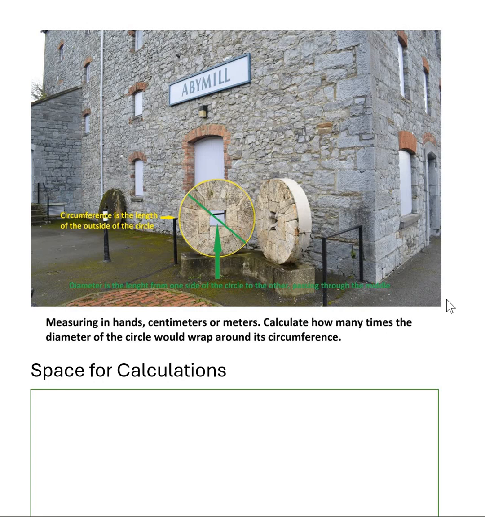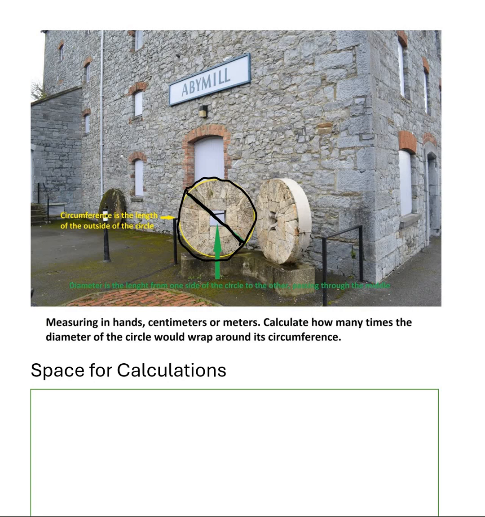Next question is down by the Abbey Mill, and it's asking you to measure in hands, centimeters or meters, and calculate how many times the diameter of the circle would wrap around the circumference. Diameter is a line that goes straight across the circle from one side to the other and crosses the middle, and the circumference of a circle is all the way around the circle.